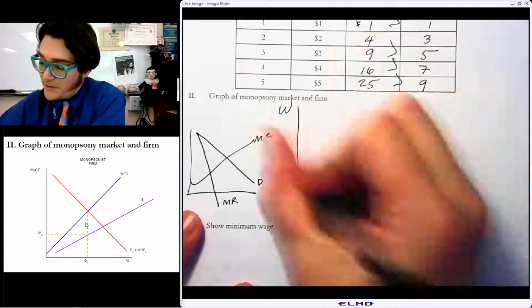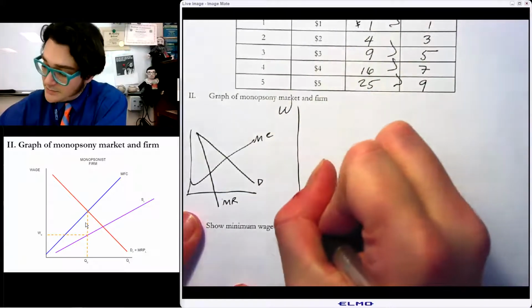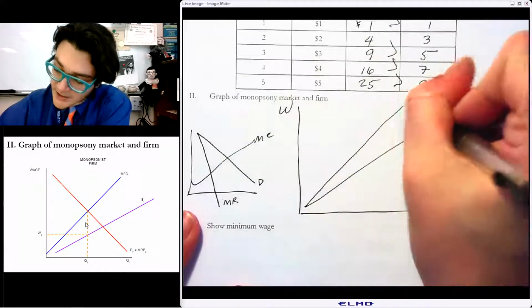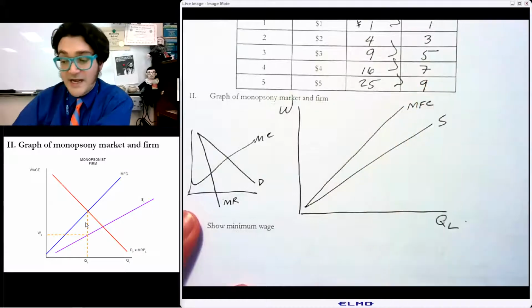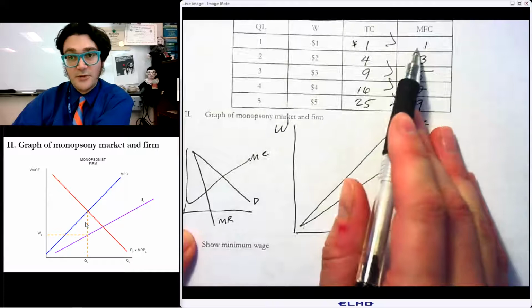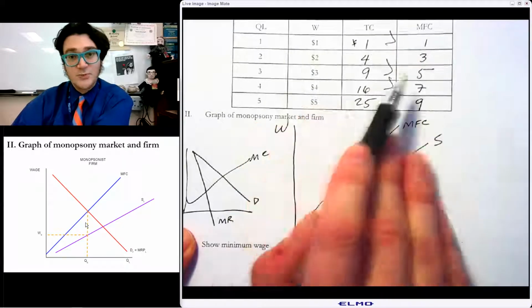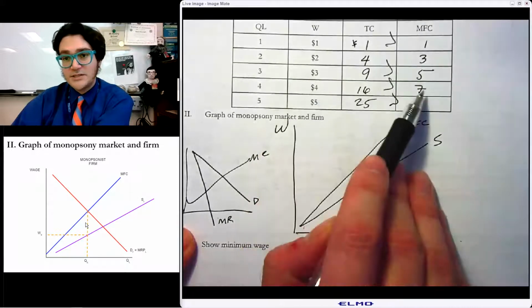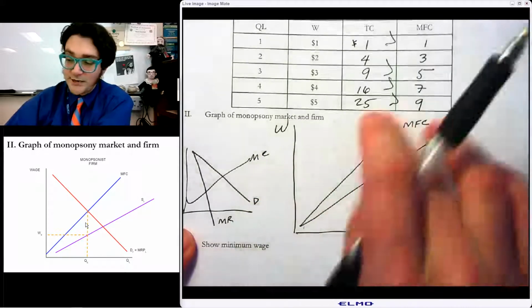You have an upward sloping supply curve, and then you have a marginal factor cost that rises faster and faster. Now they're tied at the very first unit of worker. That's what we saw up here, right? MFC and the wage are the same at the first worker, but for the second one, the MFC is higher. The third one, it's higher still, and so forth and so on. So this gap gets wider and wider.